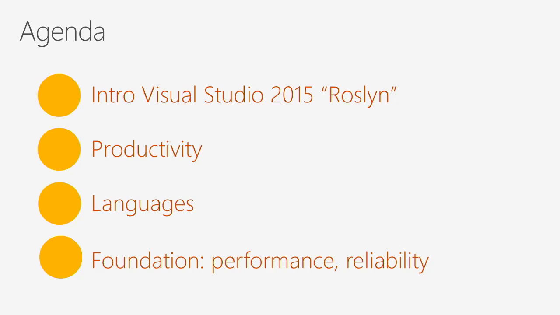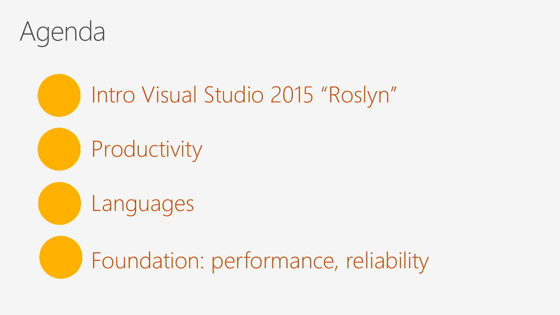So how many of you are using C# today? C# 6 today? Do you know? Oh, okay, so it's like over half the room. Cool. So we'll do a quick refresher on C# 6, and then we'll go into C# 7. We'll do the same with VB 14 and VB 15. And then we're going to end on performance.